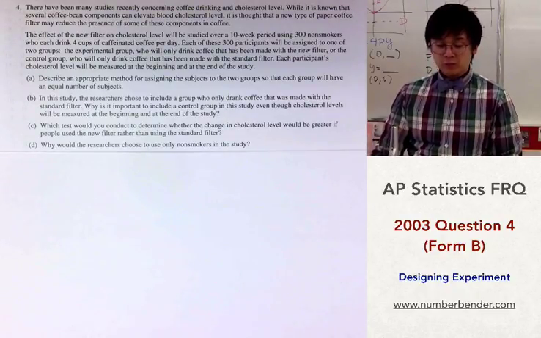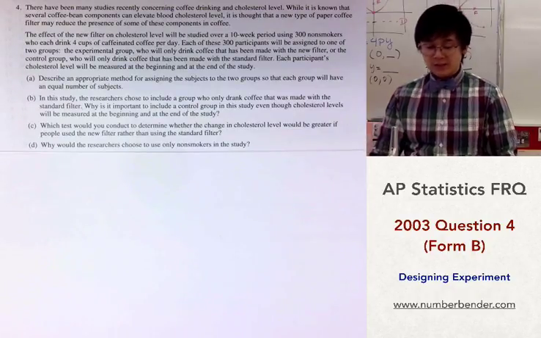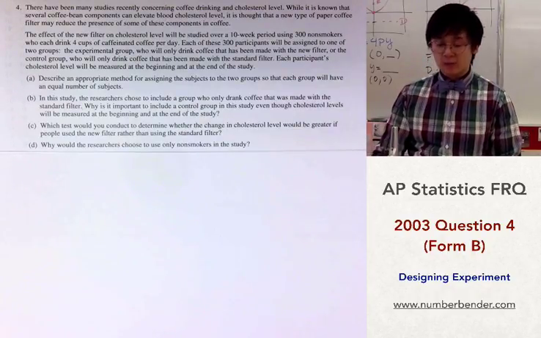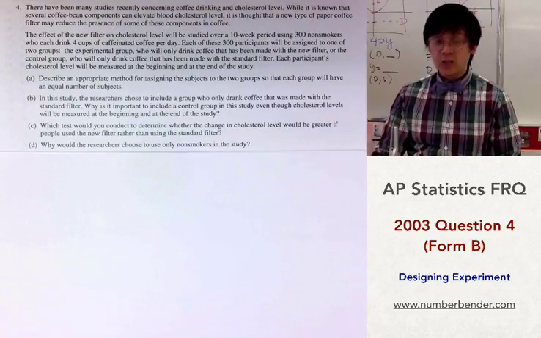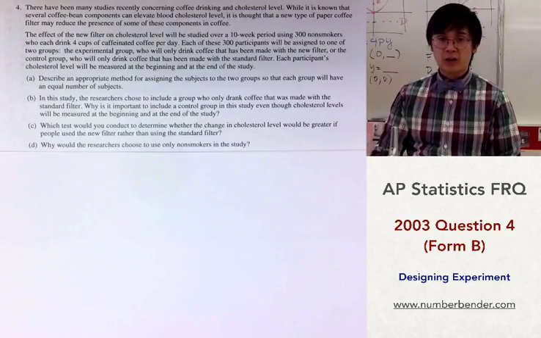Now for the first problem, we're supposed to describe an appropriate method in assigning the subjects to two groups, which is the experimental group and the control group, that will give us an equal number of subjects. To answer this problem, we're just going to randomize our sample of 300 non-smoker participants. What we can do is divide the 300 non-smoker participants into two. The first half will be 150 for our control group, and the other half will be for our experimental group.